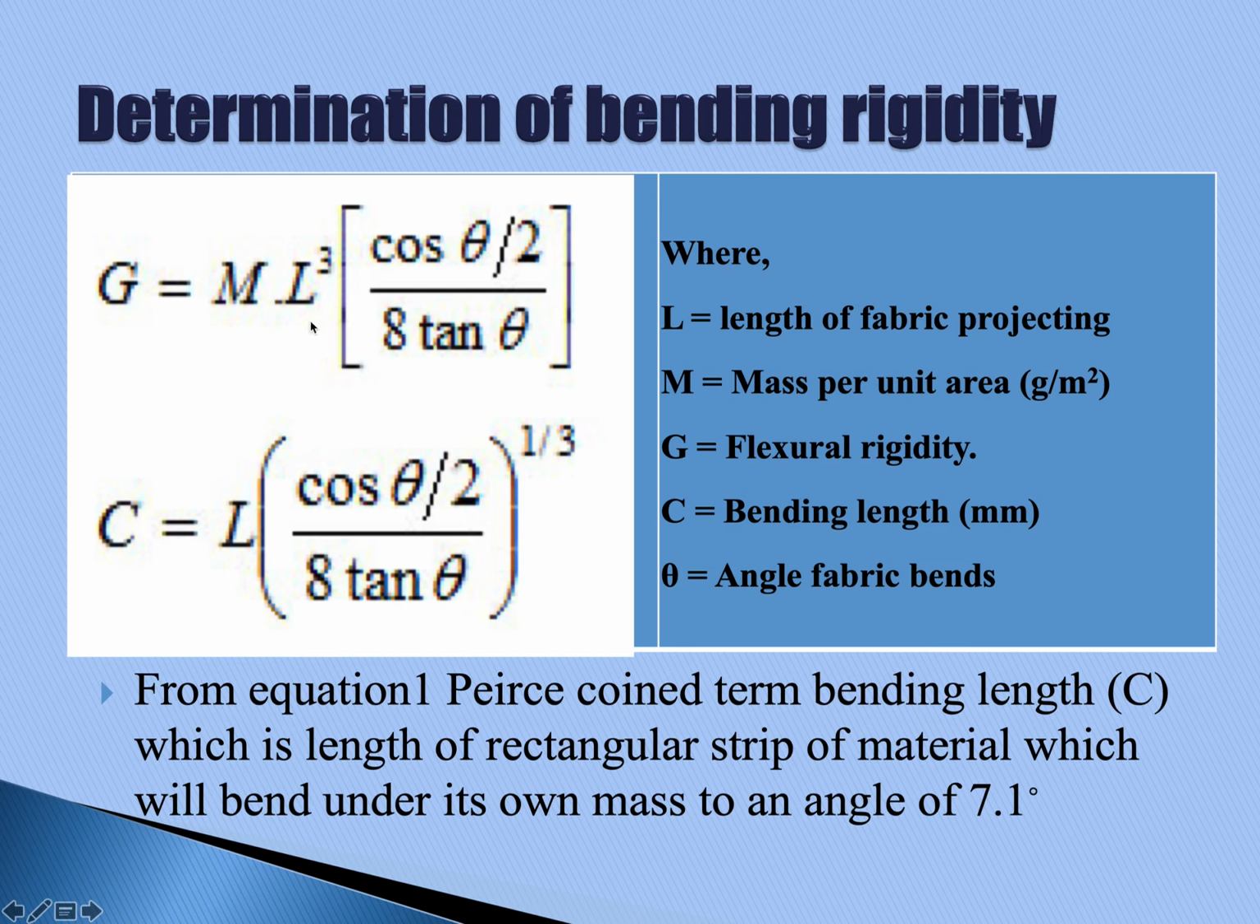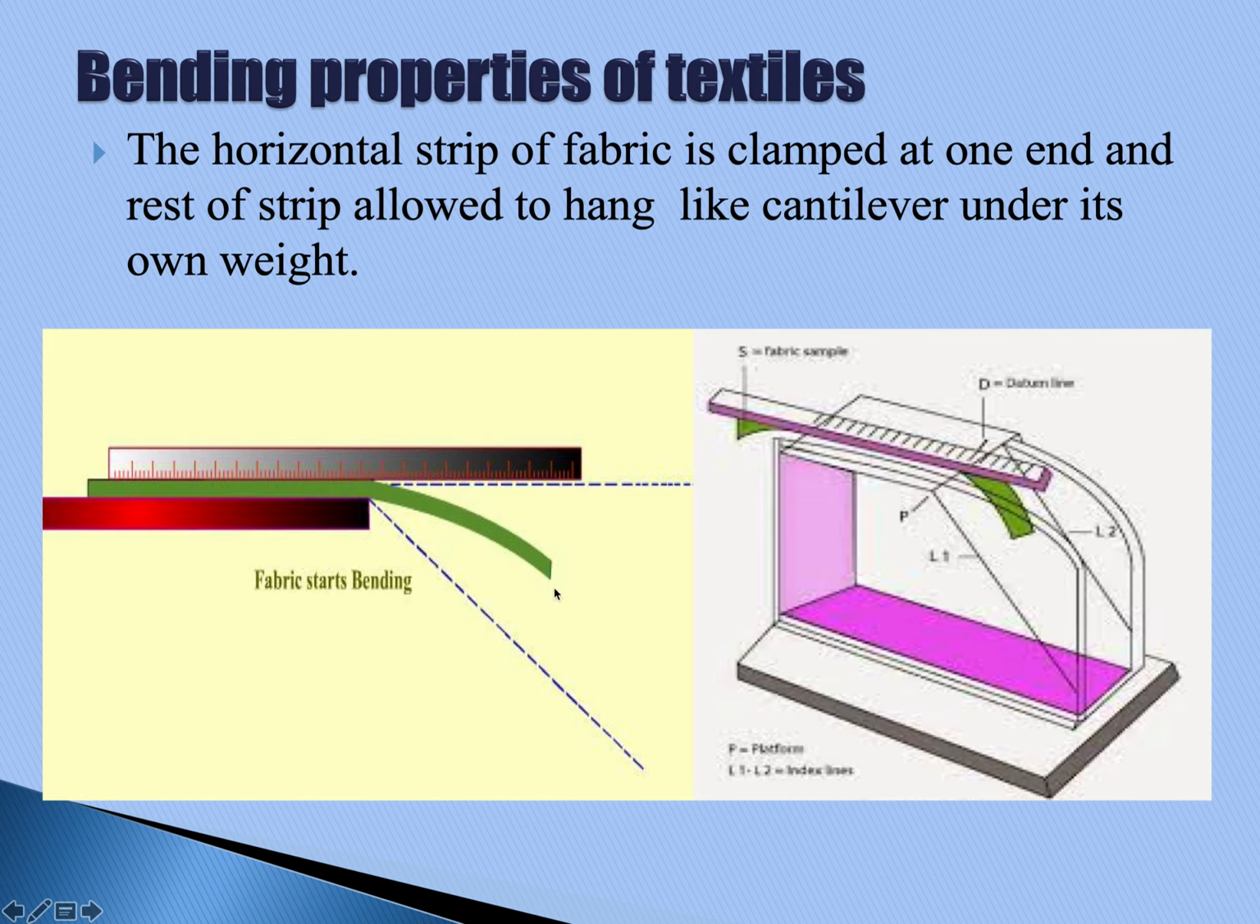From equation 1, which is this one, Pierce coined the term bending length C, which is the length of a rectangular strip of material which will bend under its own mass to an angle of 7.1 degrees. So this is an empirical equation, but the instrument does not measure it at an angle of 7.1 degrees. An angle of 7.1 degrees means that this theta value is 7.1. If we put this value of theta here, that becomes 1, and C is equal to L.